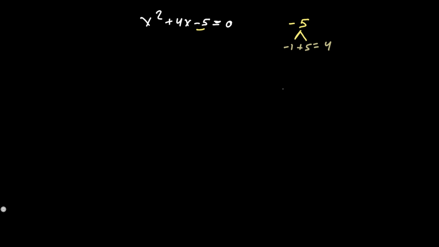So that is just the main idea behind this method, right? You just have to find two numbers that multiply to the constant, basically the number without an x in front of it, and then find two numbers that also at the same time add up to the middle term, or the term with an x in front. So let's go ahead and look at another example.